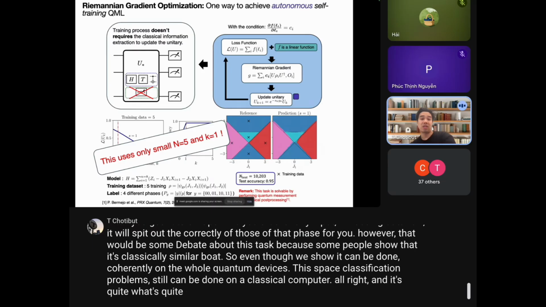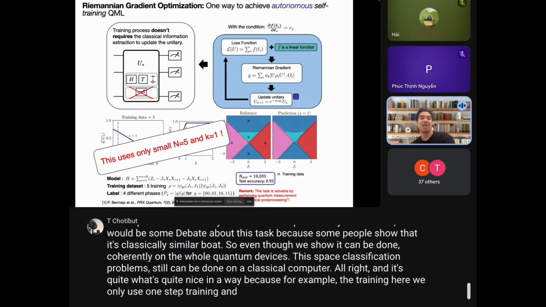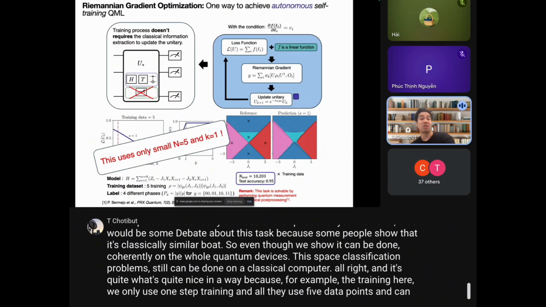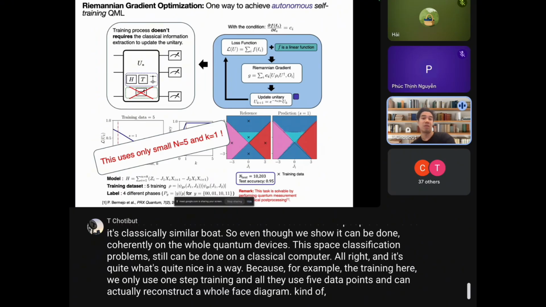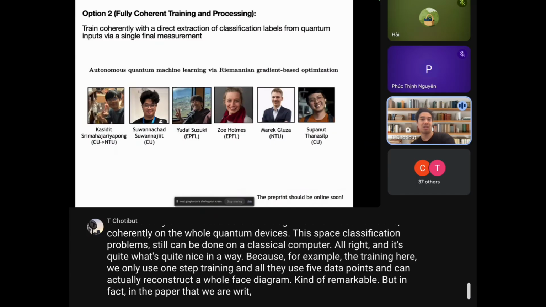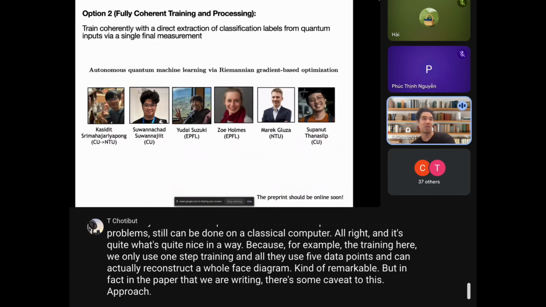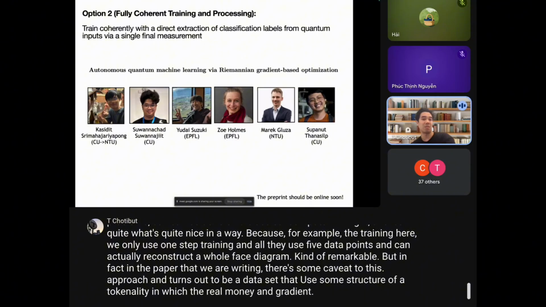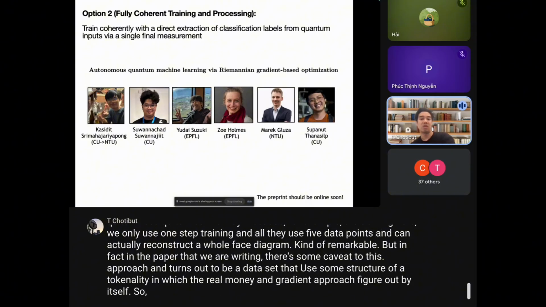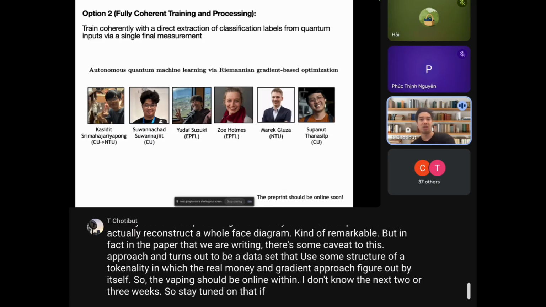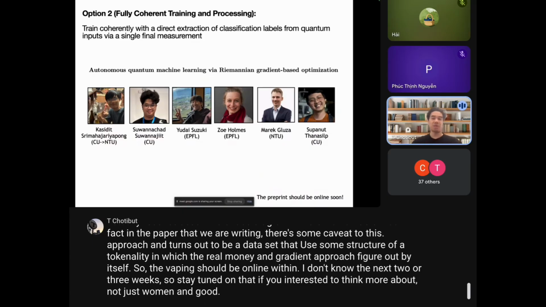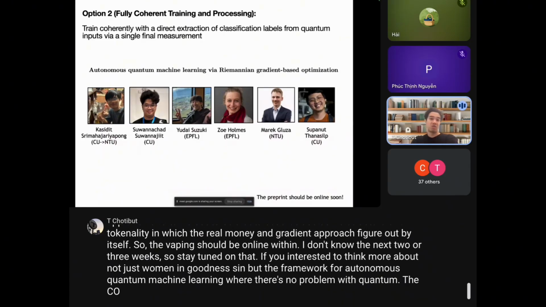All right, and it was quite nice in a way because, for example, for the training here, we only use one-step training, only use 5 data points, and can actually reconstruct the whole phase diagram, which is kind of remarkable. But in fact, in the paper that we are writing, there's some caveat to this approach, and it turns out to be a data set that uses some structure of orthogonality which the Riemann gradient approach figures out by itself. So the preprint should be online within, I don't know, the next 2 or 3 weeks. So stay tuned on that if you're interested to think more about not just Riemann gradient descent, but the framework for autonomous quantum machine learning, where there's no problem with quantum to classical data conversion during training.